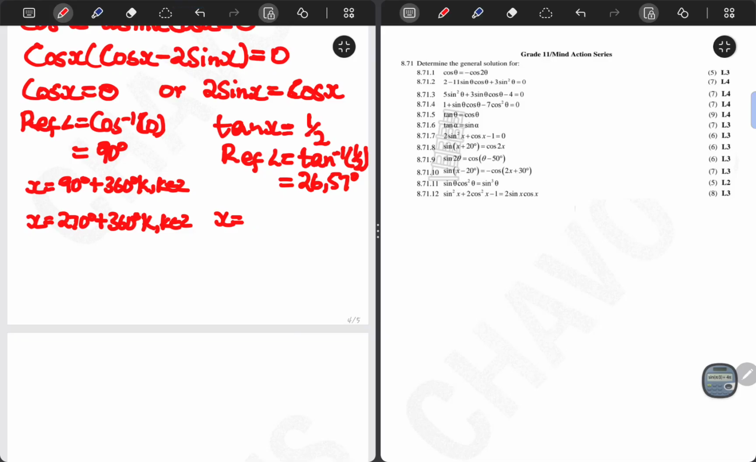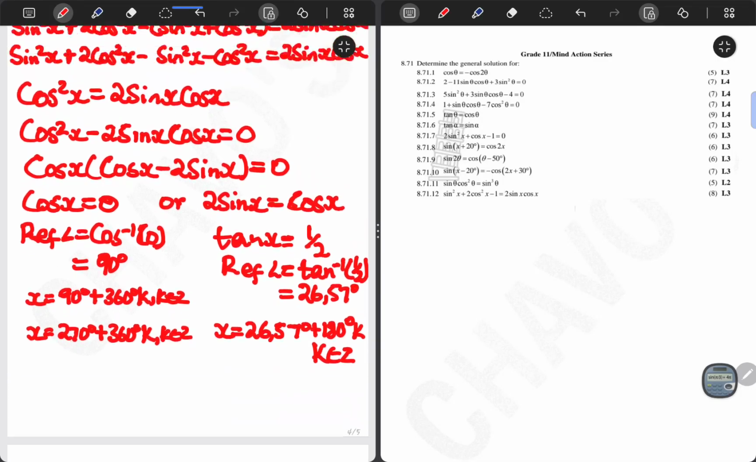remember I said you can only write one of them, where the angle is smaller than the period. That will be the first quadrant in this case. So x equals to 26,57 plus 180 degrees k, k element of integer, and that's that.